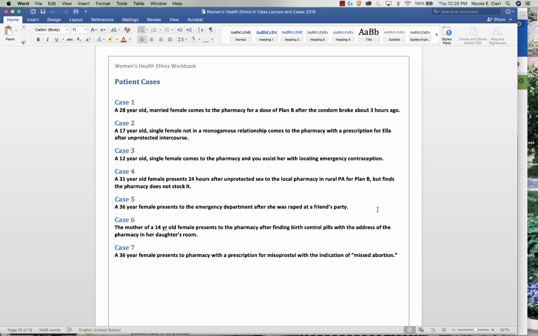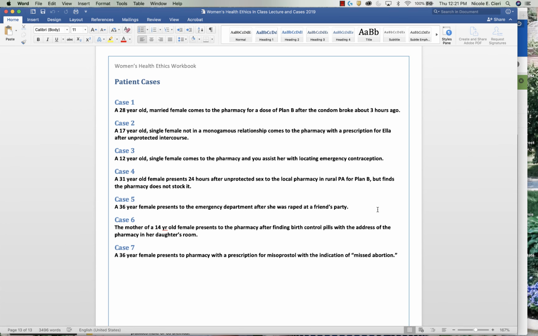Case 6, a 14-year-old, their mother presents to the pharmacy after finding birth control pills and wants to address the pharmacy regarding them. So can you say anything to this mother regarding the patient's birth control pills? They're considered a minor. This is contraceptive care. What would you do in that situation?